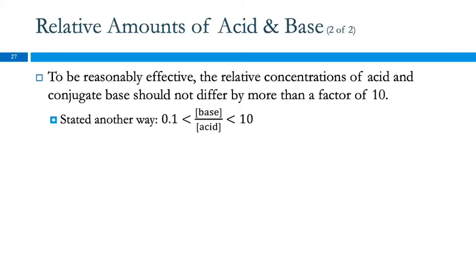So, to be reasonably effective, the relative concentrations of an acid and a conjugate base should not differ by more than a factor of 10. So, the base could be up to 10 times more than the acid, or the acid could be up to 10 times more than the base. Within that range, it will be reasonably effective. The buffer will be effective.